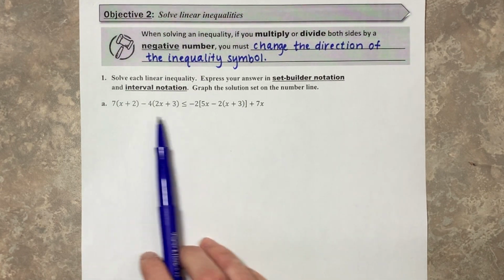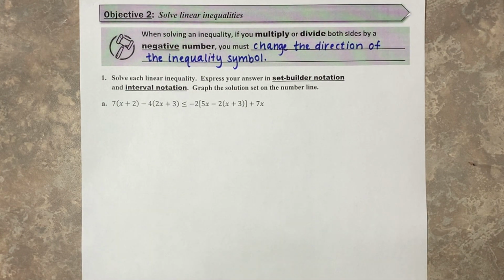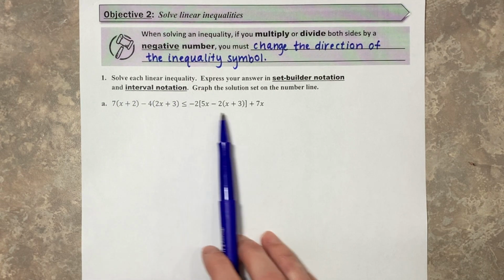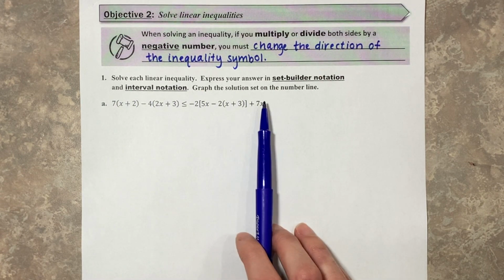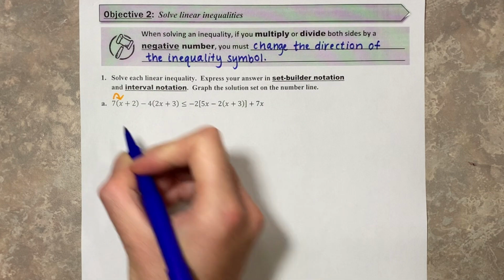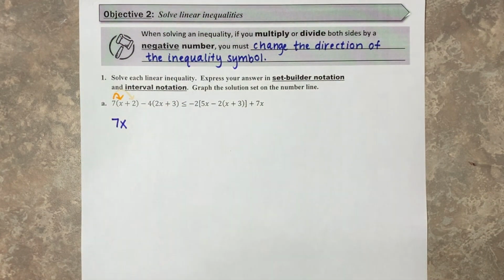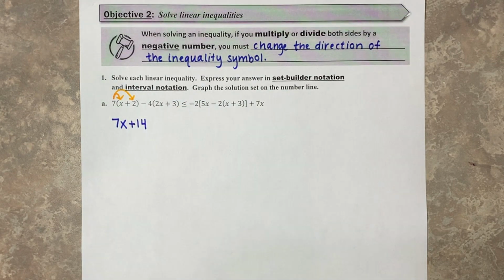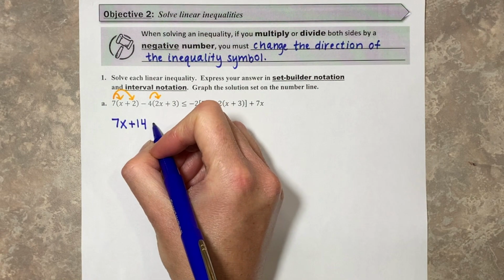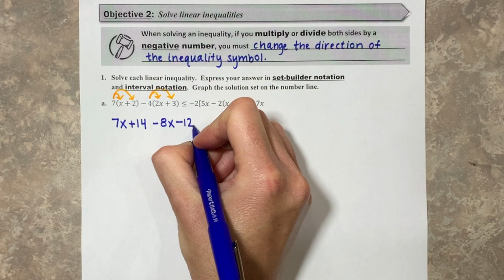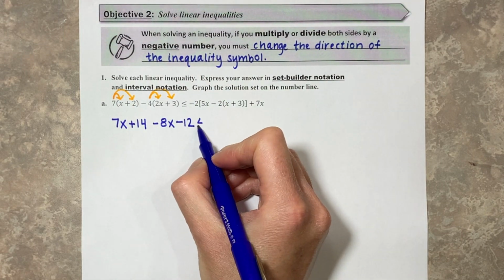So let's go ahead and solve this inequality here. When you're solving equations or inequalities, the first step is you want to look at the left side separately and simplify the left side, and look at the right side separately and simplify the right side. We can start simplifying the left side by distributing. We can start by distributing the 7 by multiplying it by the x to get 7x, and then multiplying the 7 by 2 to get a positive 14. Then we can distribute the negative 4 and multiply it by negative 2x to get negative 8x, and then multiply the negative 4 by 3 to get negative 12. Then we can bring down our inequality symbol.